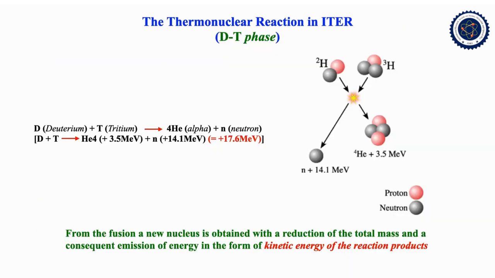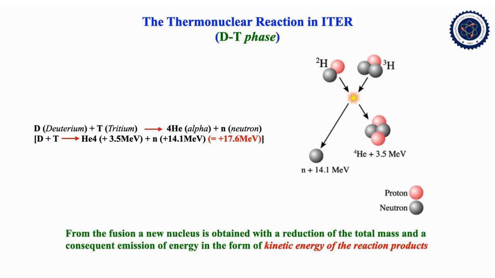The thermonuclear reaction in ITER is obtained through a collision between deuterium and tritium. Deuterium is made by one proton and one neutron. You can see the scheme on the top right of the slide, while tritium is composed of two neutrons and one proton. After collision, we have helium-4 and a neutron.